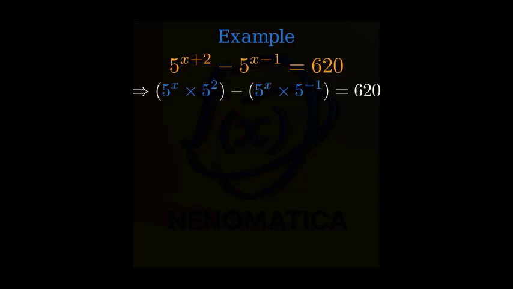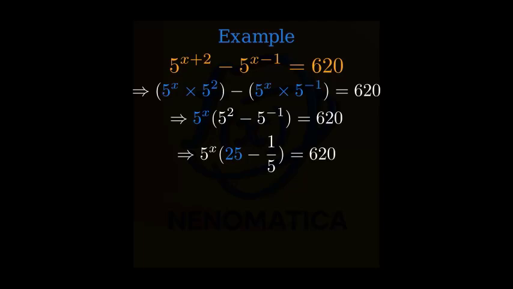Now, we can factor out the common term 5 to the power of x from both expressions. This gives us 5 to the power of x times open parenthesis 5 squared minus 5 to the power of negative 1 close parenthesis equals 620. Next, let's calculate the values inside the parentheses. 5 squared is 25, and 5 to the negative 1 power is 1 over 5. Now, we need to simplify the expression inside the parentheses. To do this, we need a common denominator. We get 5 to the power of x times 124 over 5 equals 620.